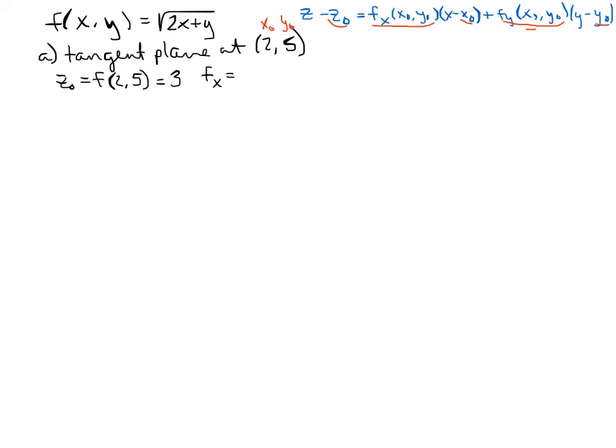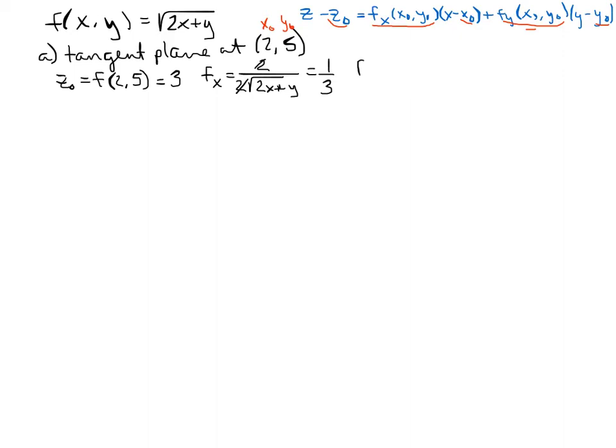Then we need to find the partial with respect to x. If I take the derivative of that function with respect to x, I get 2 times the square root of 2x plus y in the denominator, and in the numerator, I multiply by 2 because of that 2 in front of x. Now I need to plug in 2 and 5. I can cancel those 2's. We just said that the square root of 2x plus y when I plug in 2 and 5 was 3, so I get 1/3 for that partial of f with respect to x.